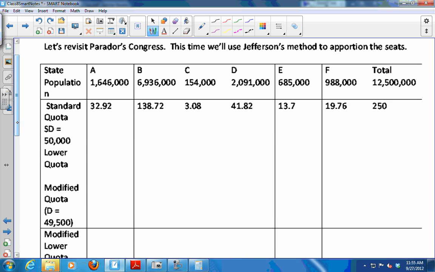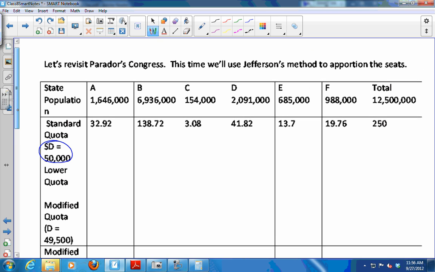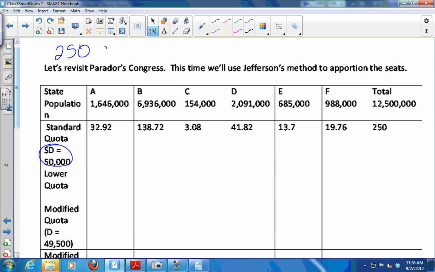Okay, so let's revisit the Parador Congress. This was our first example that we did with Hamilton's method. This time we're going to use Jefferson's method to apportion the seats. So I already have the standard quotas, right? And I got them with a standard divisor of 50,000. If you remember, I was apportioning 250 seats.